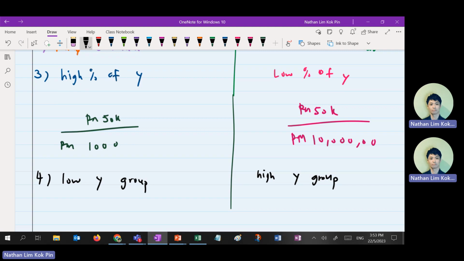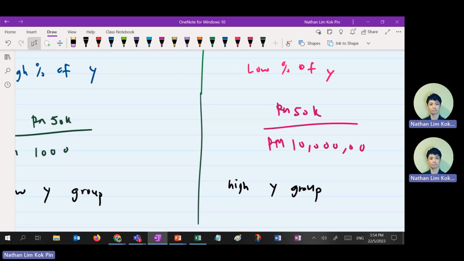right? High income group, they are very insensitive to price. Low income group, they are very sensitive to price. Because whatever they buy, they have to compare the price first. Makes sense? Low income group. For high income group, do they care? When the price increases, do they care?